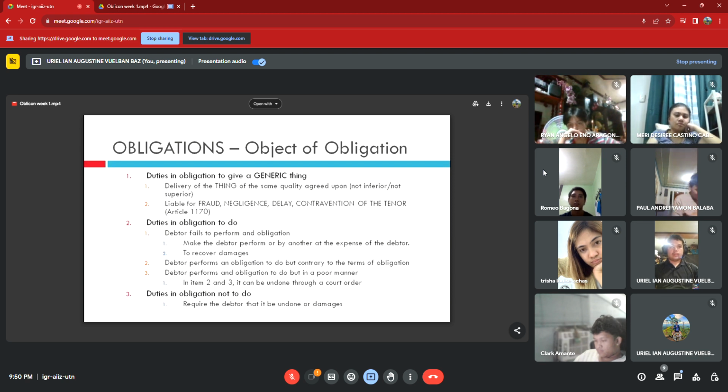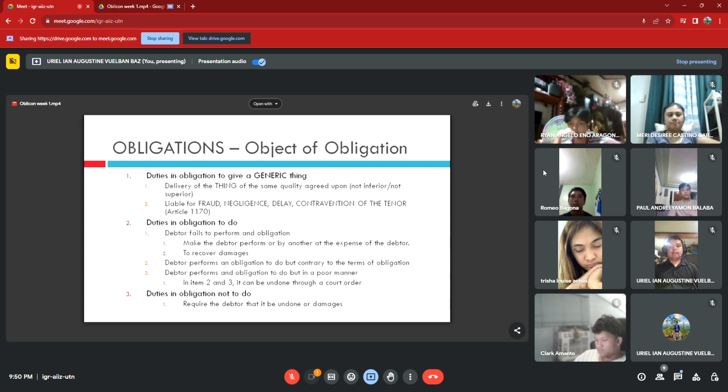Now, the obligor debtor should not deliver a generic thing of an inferior quality. Example, A is obliged to deliver class B, and then obligor A delivered class C, which is of inferior quality compared to class B. That is a violation of his obligation.